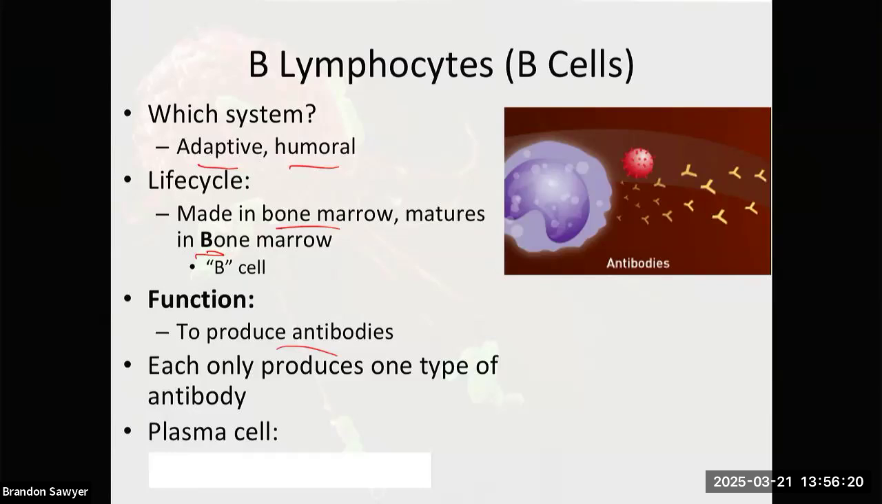So B cells are the general category. Once we activate one of those B cells and send it into the blood and it starts pumping out antibodies, then we call it a plasma cell. So it's just a different name for the same thing, but it's an activated B cell. That's what it says underneath there. It just says activated form of a B cell.